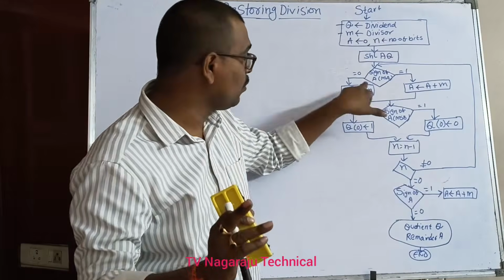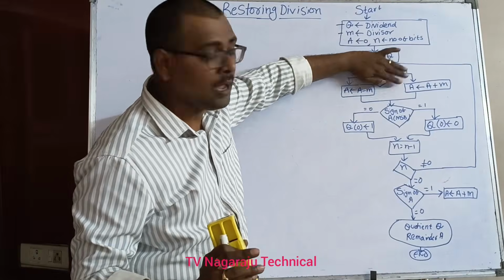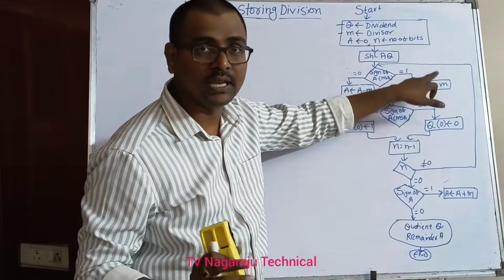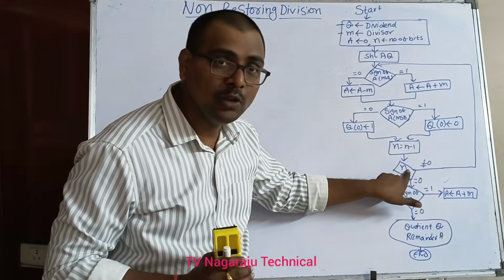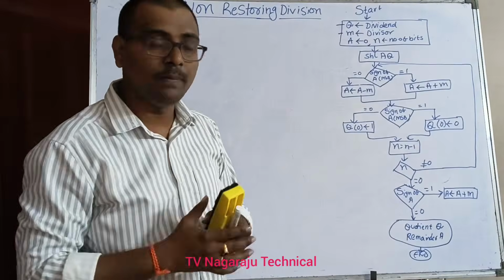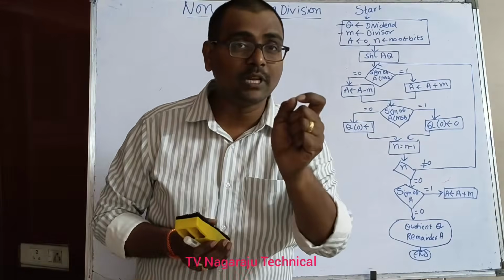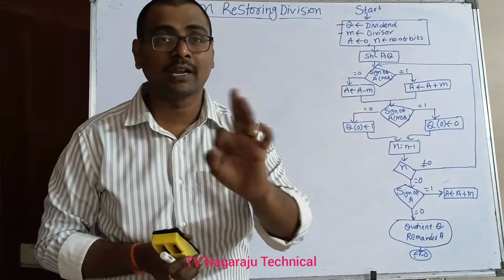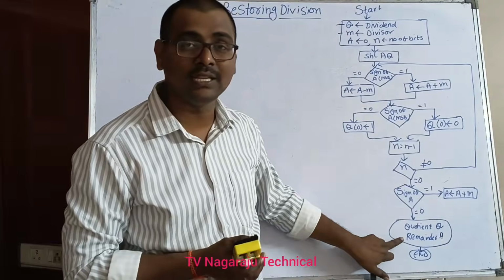Understand the difference. There we have only subtraction; this condition is not there. But here we have two conditions, either addition or subtraction. And when N is equal to 0, that is the last step. In the last step, you need to check the sign of the MSB. If the sign of the MSB is 0, restore is not required at all. Directly the quotient is in Q and the remainder is in A.